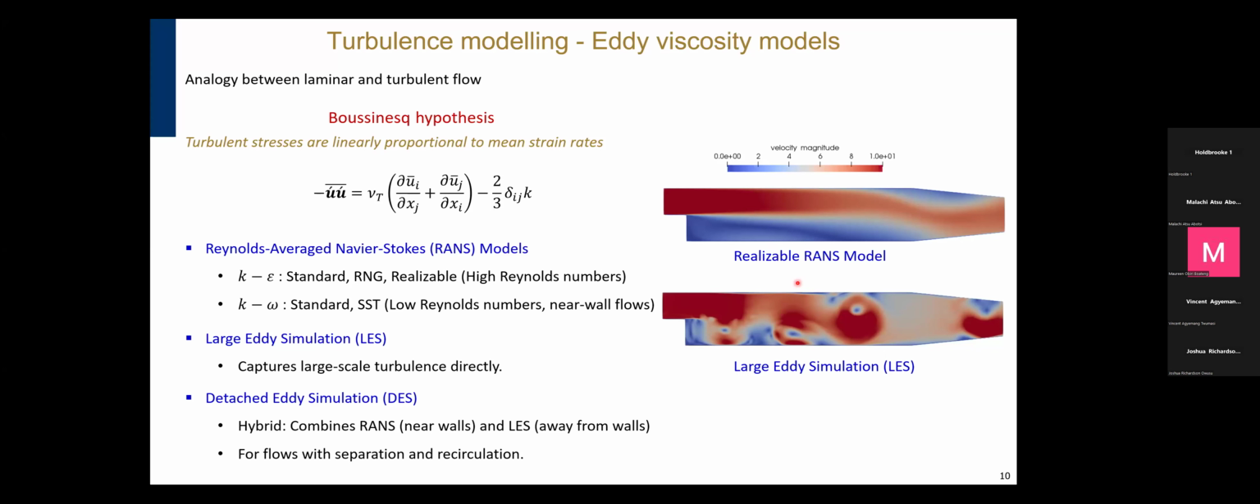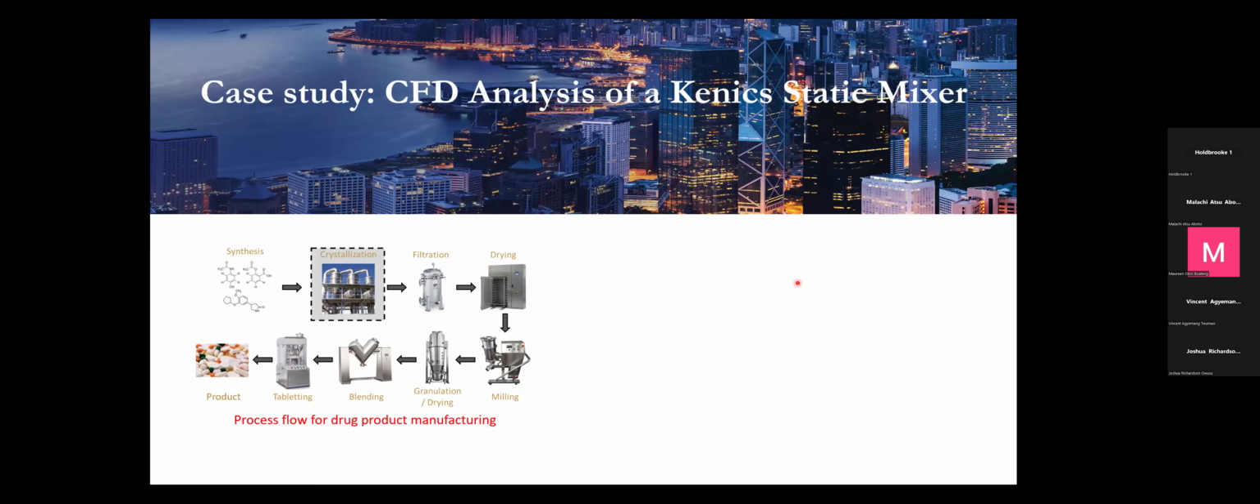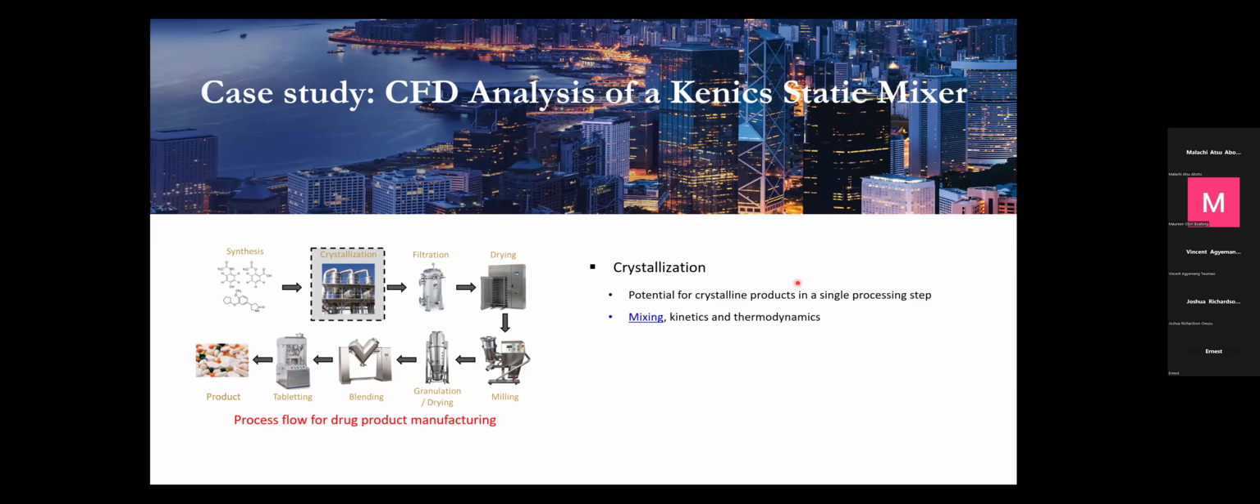And here, it is for a crystallization process. In general, this is a typical process flow for pharmaceutical manufacturing of drugs or drug products. You start with your synthesis step, and then you do crystallization to separate and purify. Then you do filtration, drying, and finally you end up with your product. Now, the crystallization step basically determines the performance of both your drug product as well as your downstream processes.